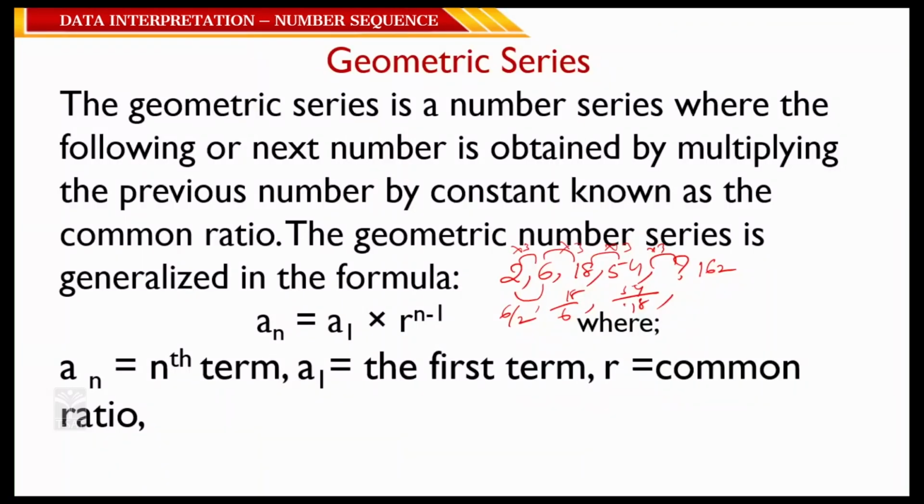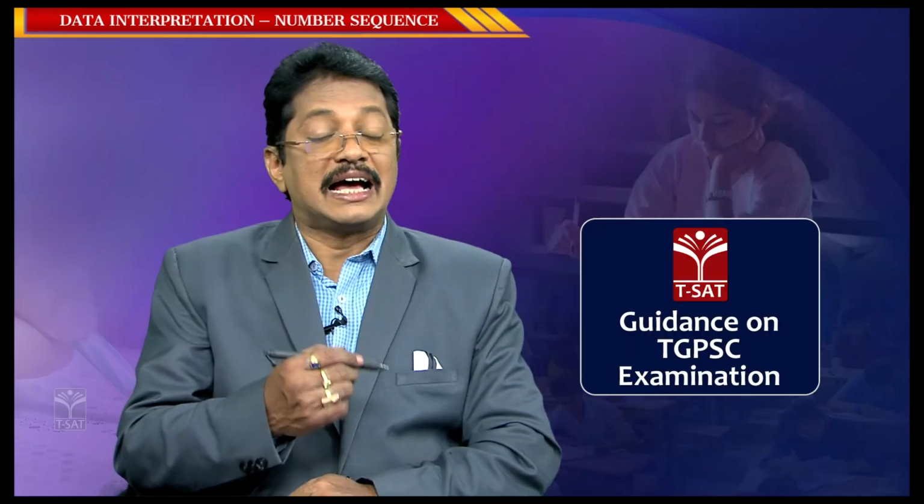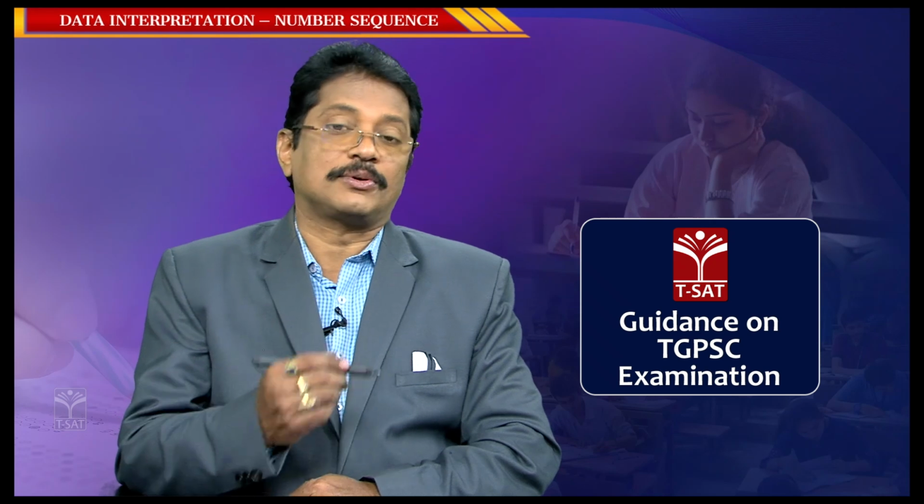So, the number is generated by multiplying a fixed number. And the nth term here, an, is equal to a r to the power of n minus 1. r is the common ratio, n is the number of the term. So, an is the nth term, a1 or a is the first term, and r is the common ratio. So, this is about the nth term of a geometric progression.